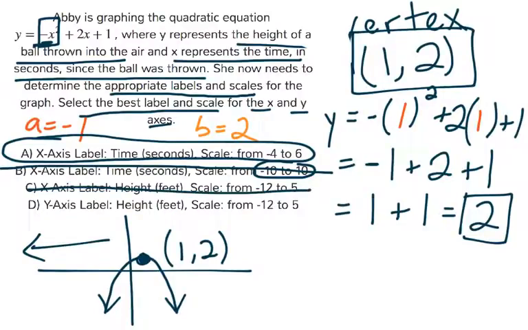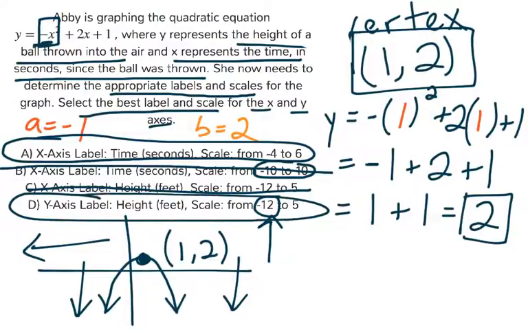And then for y-axis label, well, negative 12 to 5 is actually really good because most of it's way down, right? It's way down on the graph. You don't need to see too far up on the y-axis. So negative 12 is good. It stretches down there. So my answers here would be A and D.